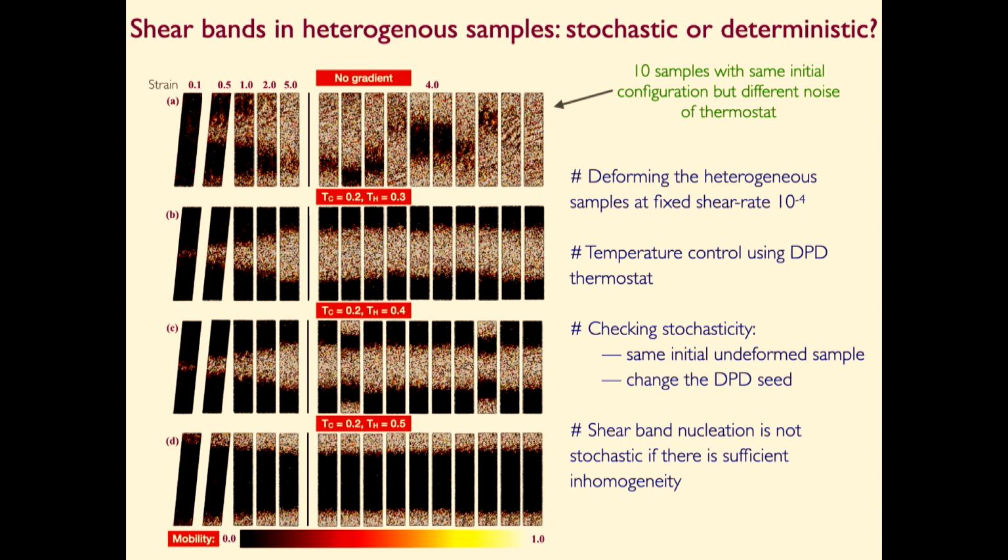But in this case, in all the 10 samples starting with the same initial configuration, you can see roughly there is a pattern in the band depending on the temperature gradient that we apply. So for these cases, if your inhomogeneity is sufficient, you are able to control the nucleation of the shear band, and you can see a pattern here in the shear band.